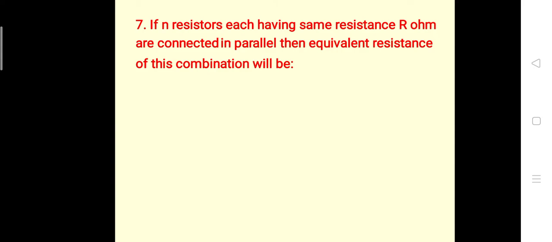If n resistors, each having the same resistance R ohm, are connected in parallel, then the equivalent resistance of this combination will be Rp equals R by n. By this way you can find that directly without much calculation. Let us suppose there are 10 resistances connected in parallel and each has a value of 10 ohm. All are equal. Then the answer will be 10 by 10, that is 1 ohm.